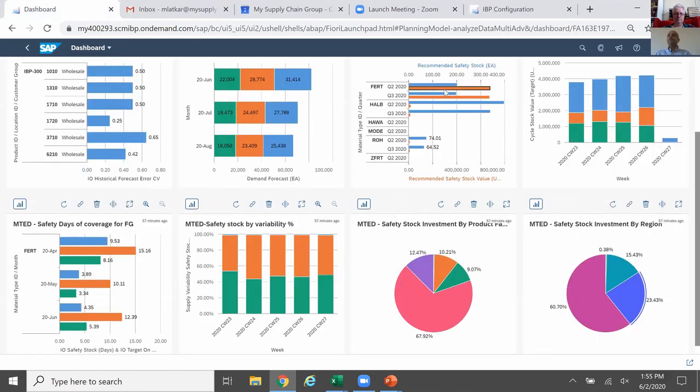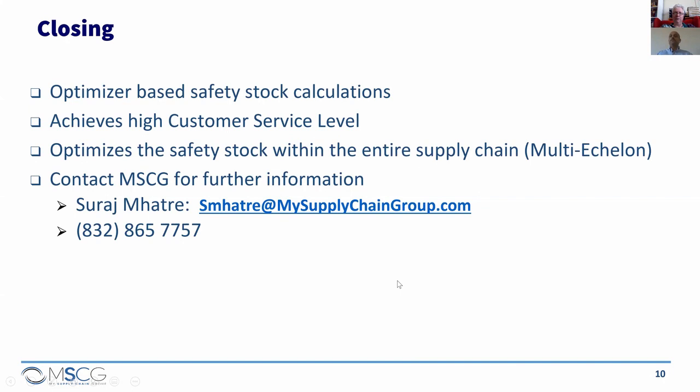So this is all about these dashboards. So how does this all fit together? Yeah, as we saw, the inventory optimizer gives you the recommended safety stock as one of the main outputs, and it can be passed on to supply planning to do further planning. We saw how we can achieve a high customer service level using the inventory optimizer, and it has various inputs and various outputs, and how it optimizes the safety stock for the entire supply chain network.